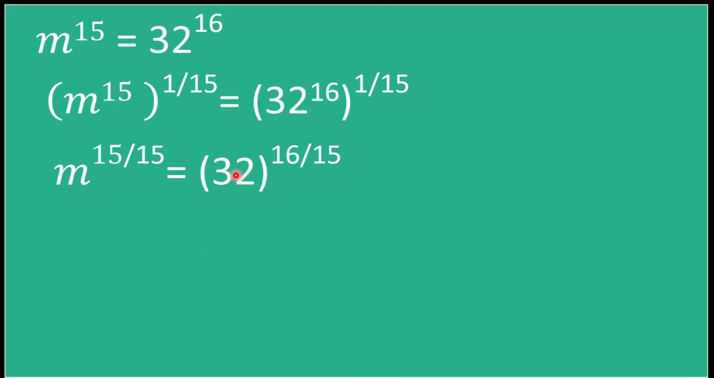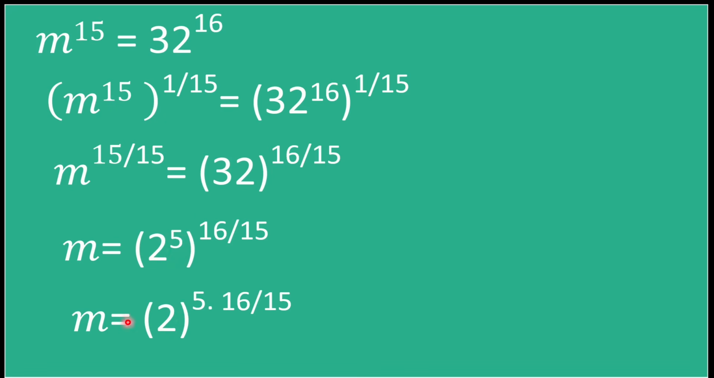And here this 32, we can write 32 as 2 power 5, because 5 times 2 equal to 32. So we can write 32 as 2 power 5. And then this power 5 will multiply over here. So 5 into 16 divided by 15, and then this 15 will cancel with this 5.